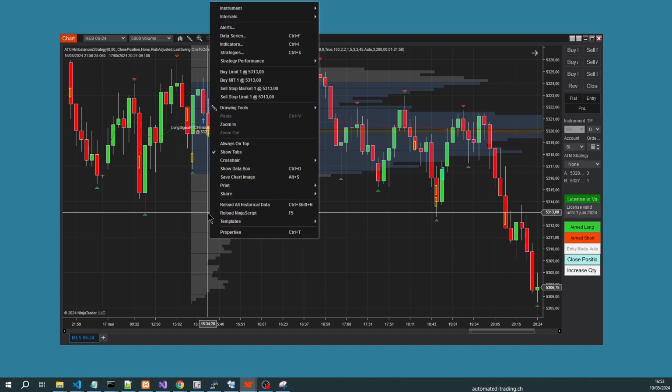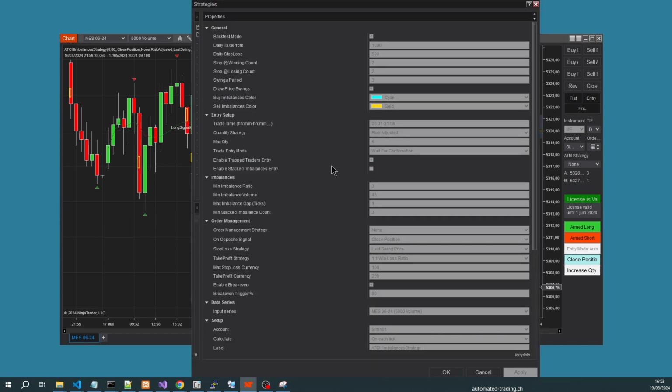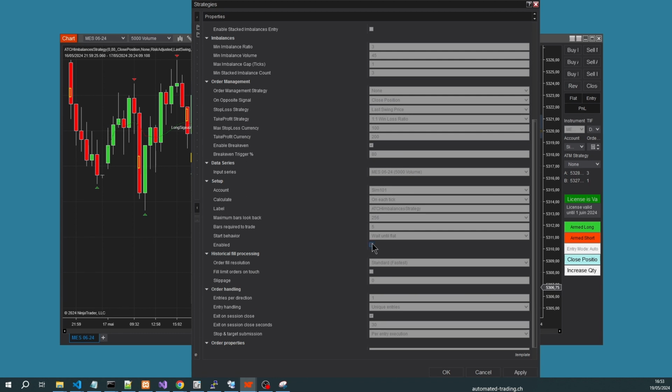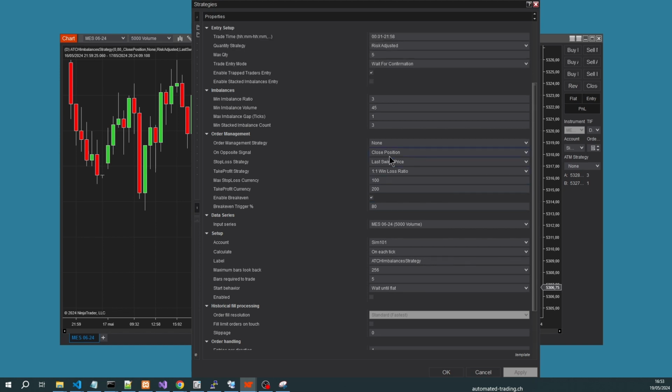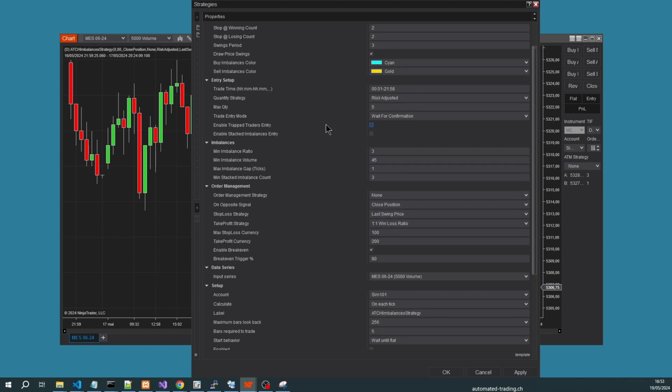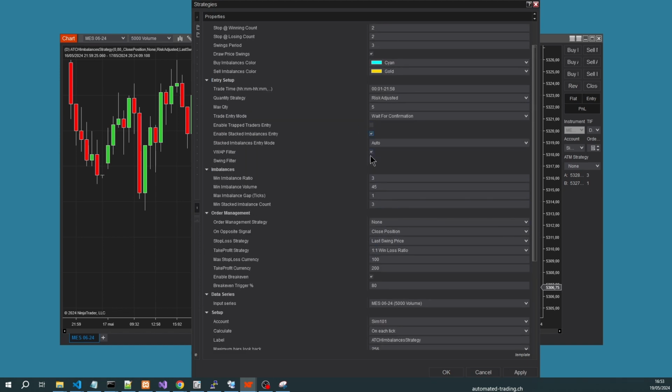The next entry setup is the stacked imbalance entry setup, which is a bit more complicated. So I will disable this one, trap traders, and I will only activate the other one. This entry setup has 3 other settings that you need to specify. So let's start with the most simple ones. We have 2 filters. The first one is a VWAP filter, and the second one is a swing filter.